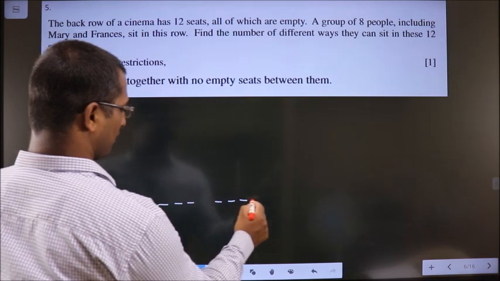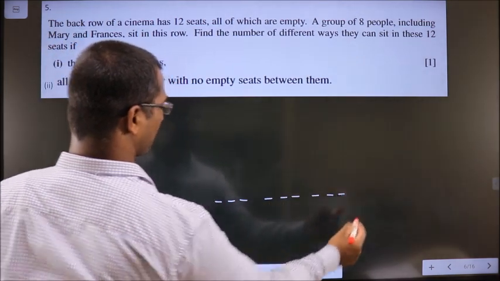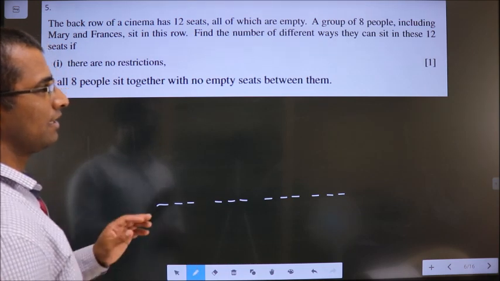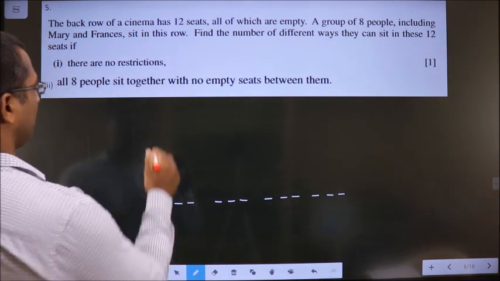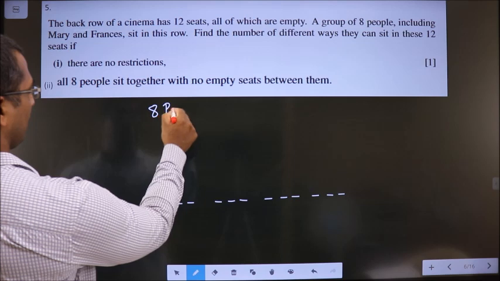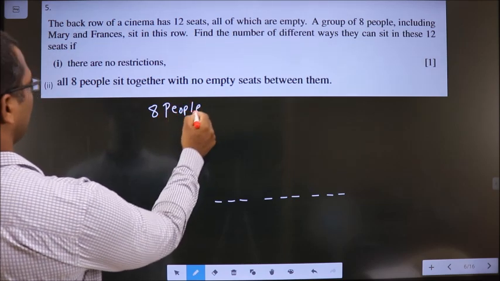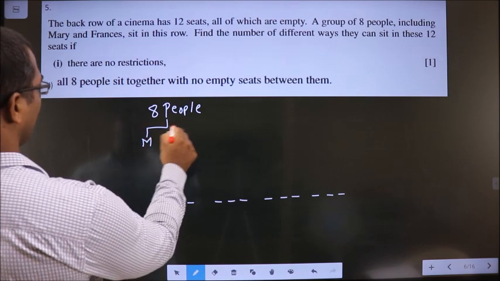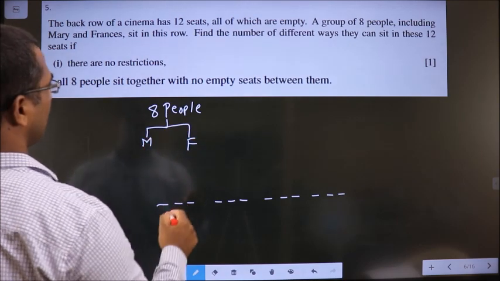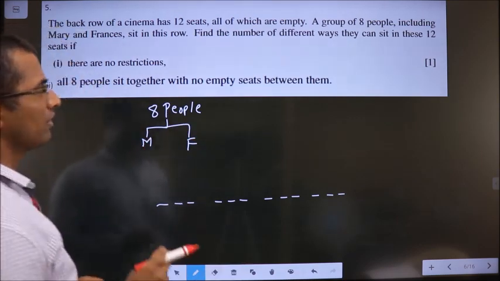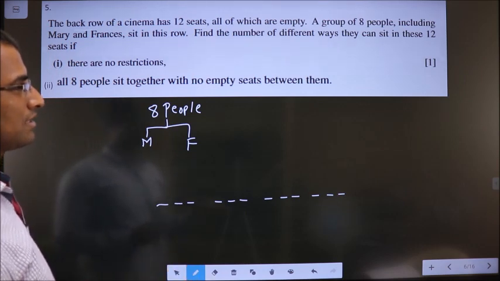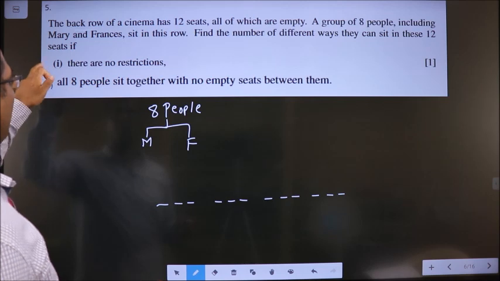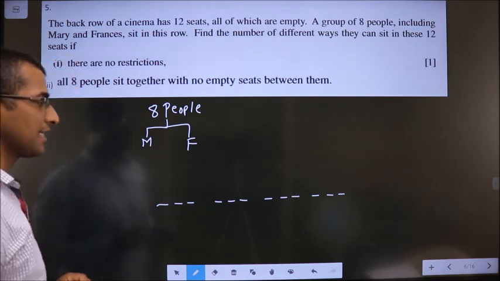Question 5. The back row of a cinema has 12 seats. Let us write 12 blanks, all of which are empty. A group of 8 people, including Mary and Francis, sit in this row. Find the number of different ways they can sit in these 12 seats if there are no restrictions.